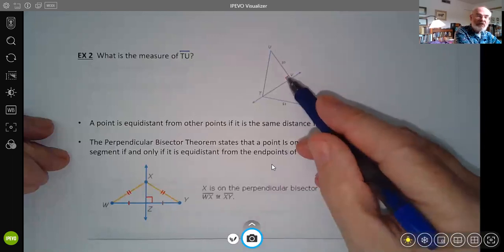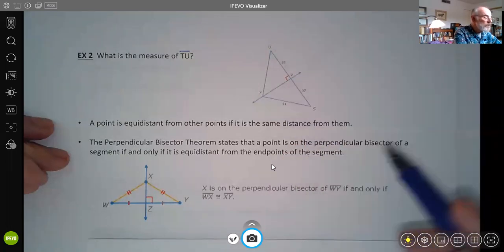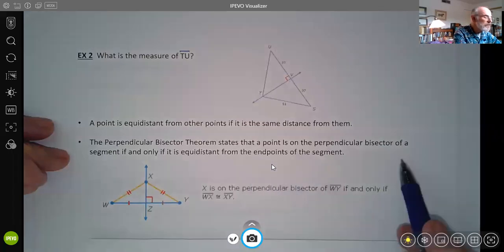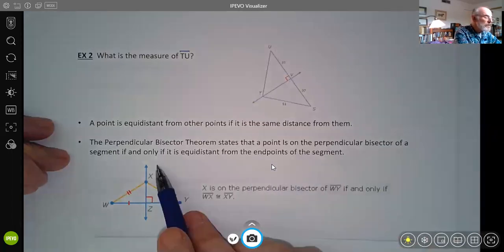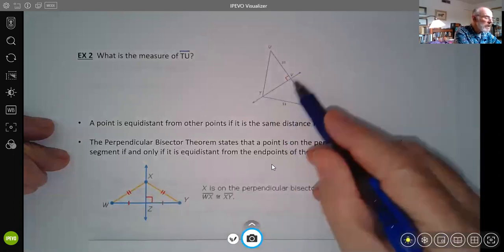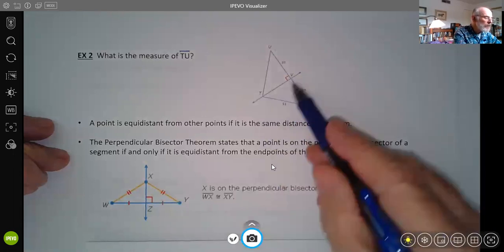Perpendicular means that the two lines are at a 90-degree angle with each other. So that theorem states that a point is on the perpendicular bisector of a segment. So on the perpendicular bisector, in this case, that's this TV. This is the bisector and it's perpendicular. So it's this line we're talking about.